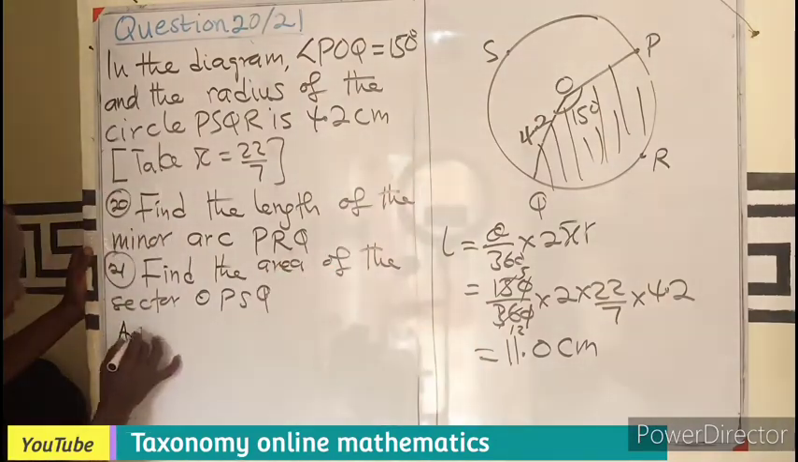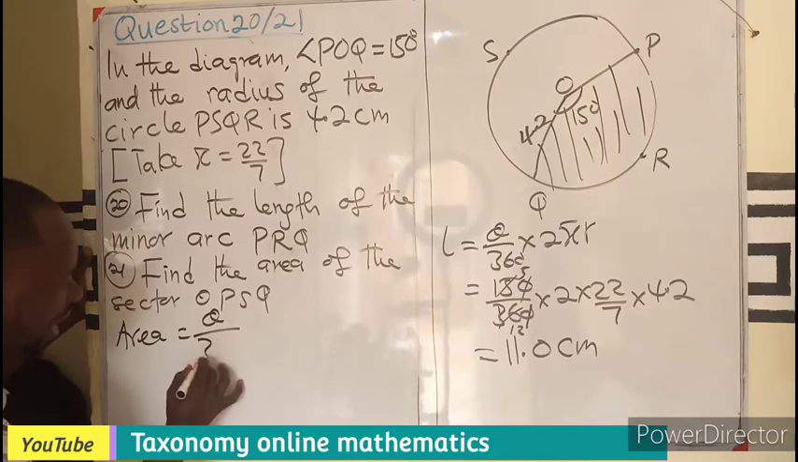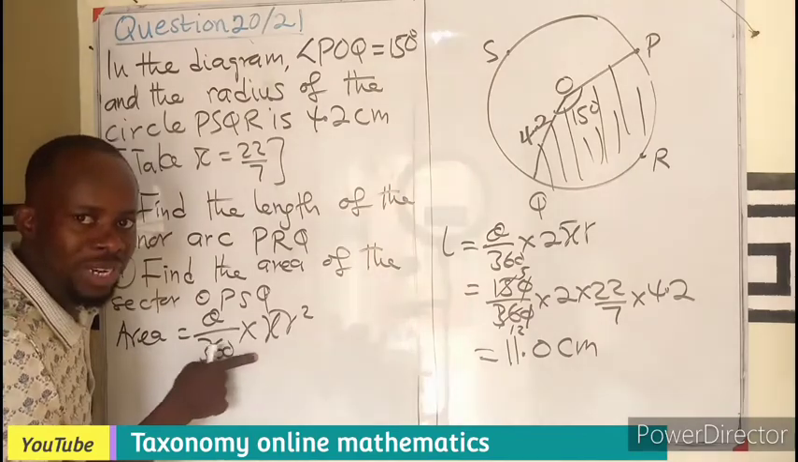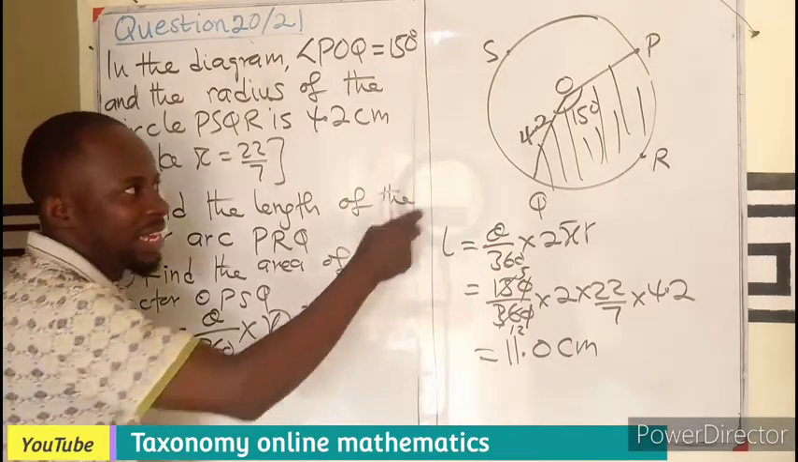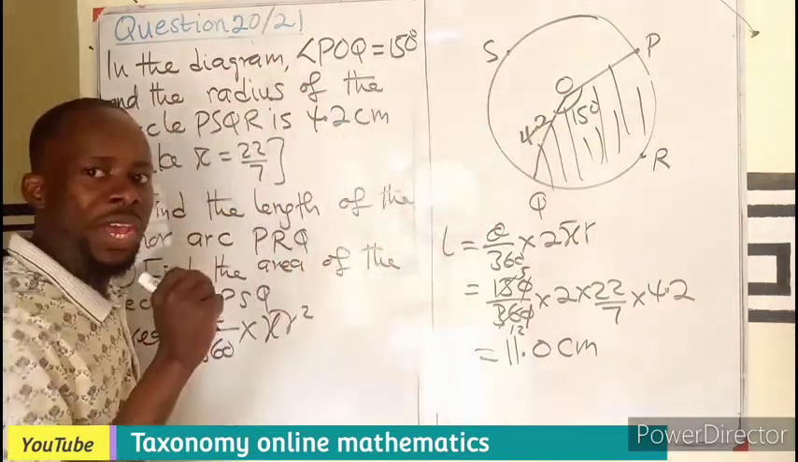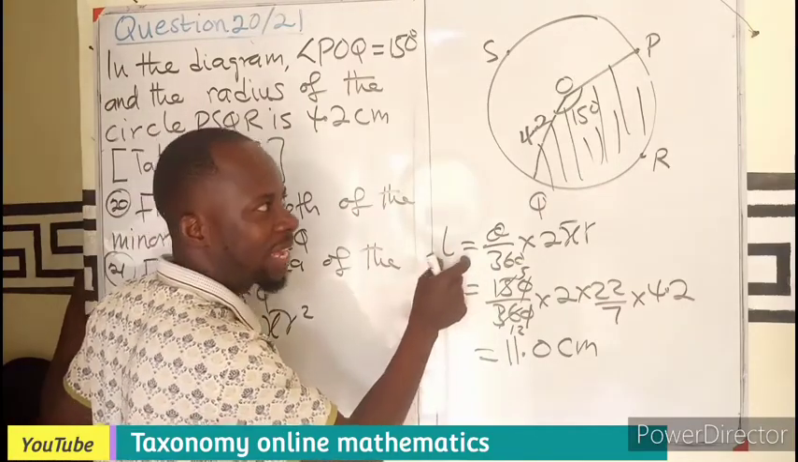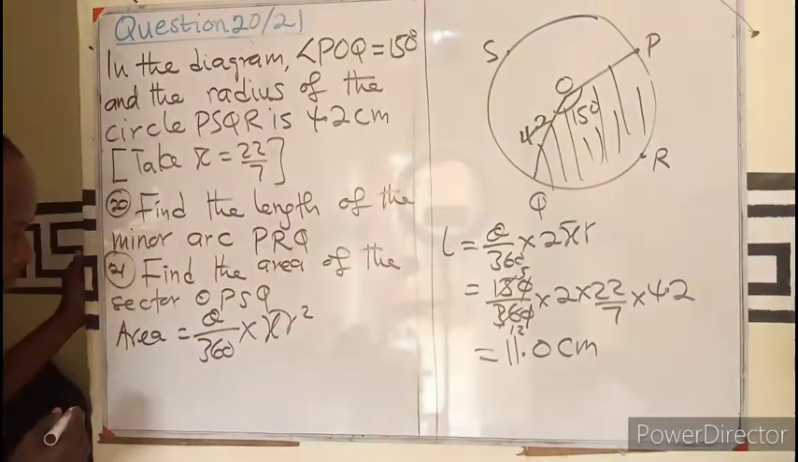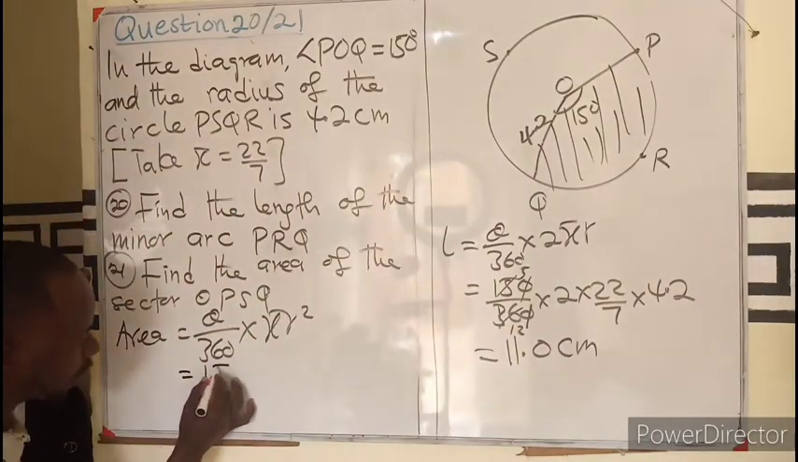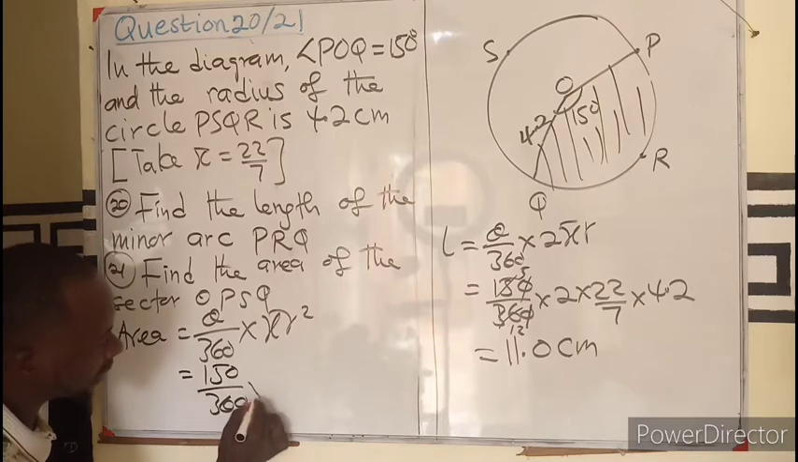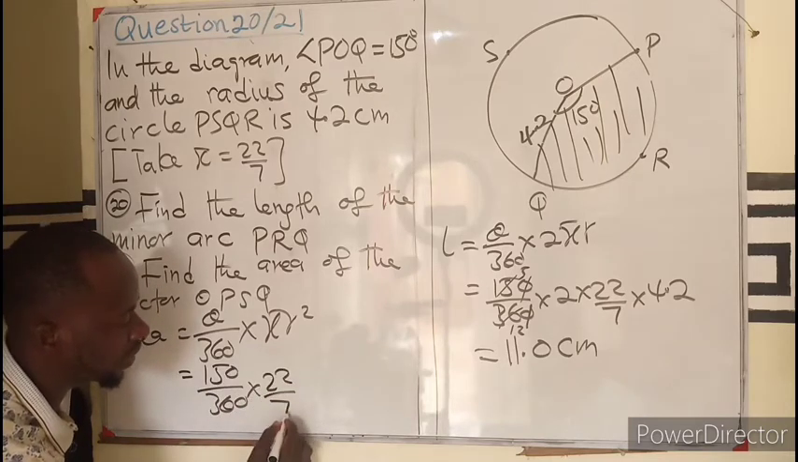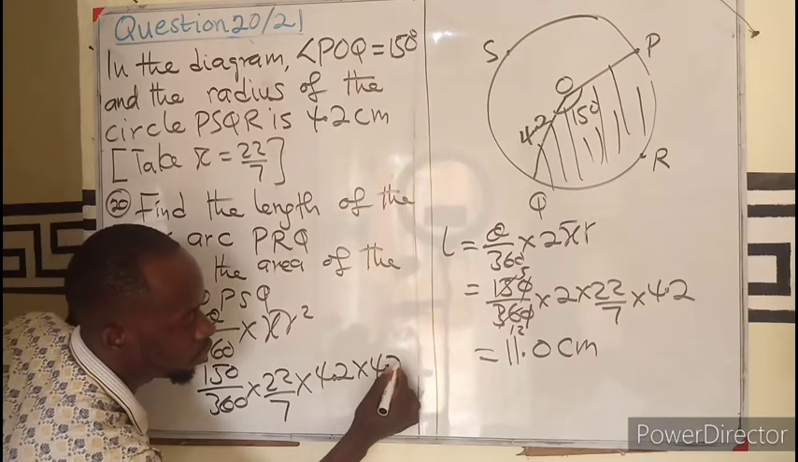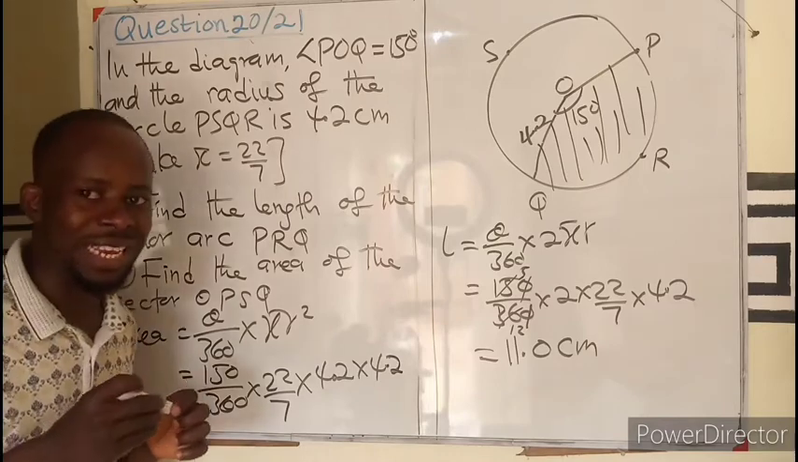So area of the sector is still theta over 360 times what? Pi r squared. Pi r squared because this is the area. The sector is covering part of the area. The length of an arc is just part of the circumference. So keep that in mind. So this is going to be 150, 360 pi, 22 on 7, 4.2 as in the radius, not 42.